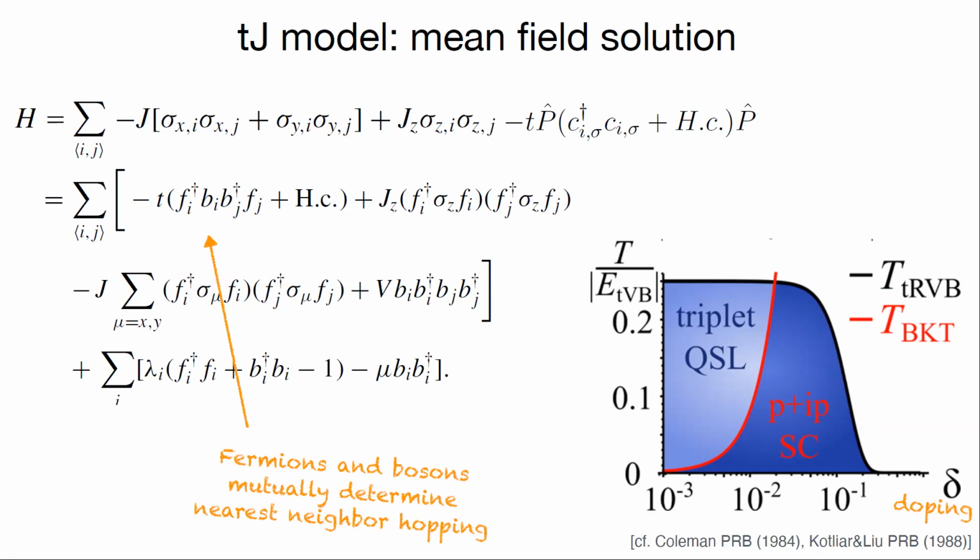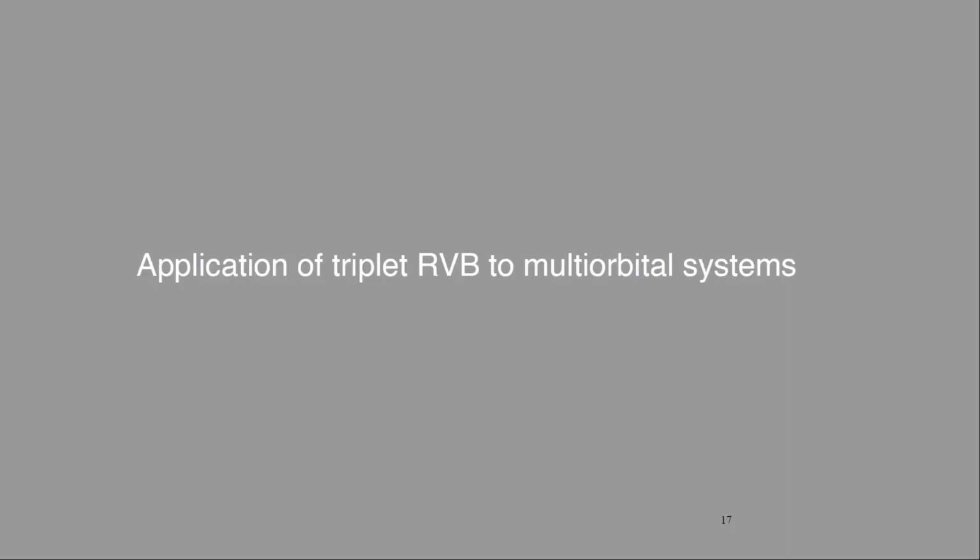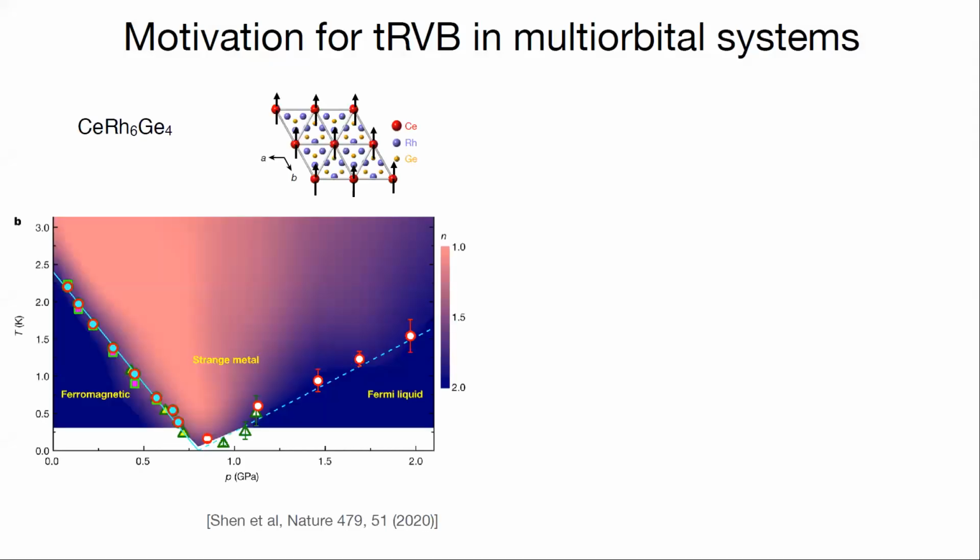So I spoke so far about a single orbital model on a square and on a triangle lattice. And this is essentially translating what is known by Kotliar and Yu for the case of usual antiferromagnetic Heisenberg interactions to our situation of this anisotropic ferromagnetic system. Now I'm going to switch gears to multi-orbital, and I'm applying TRVB as a concept to multi-orbital systems. And there are several motivations. I'm going to flash two, and then I'm going to discuss a third one in more detail.